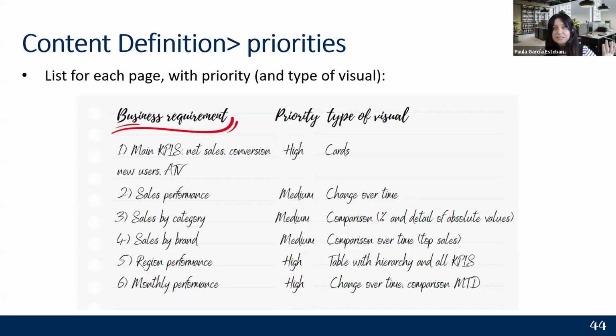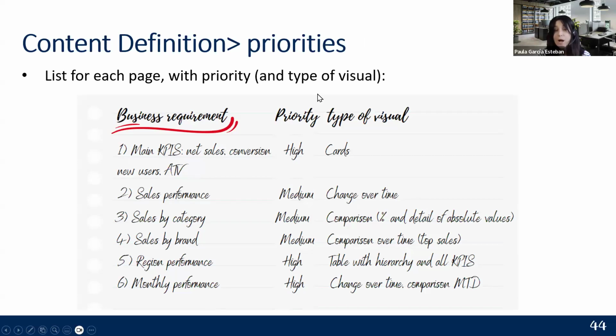Okay, we have the different pages, and then we need a list with the business requirement, the priority, that's very important, and then the type of visual. In general, we are converging, but not identifying very specifically the thing I need to choose and set up. We are just having an overall idea of the elements I will have. A business requirement, for example, main KPIs: net sales, conversion, new users, average ticket value, sales performance, sales by category, sales by brand, whatever you have.